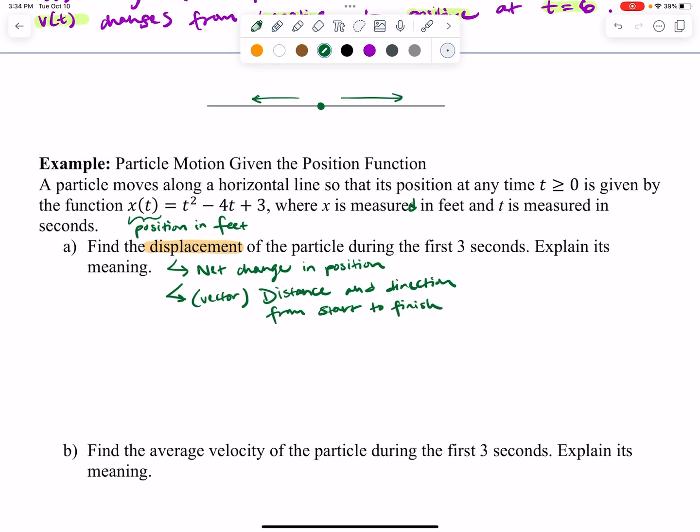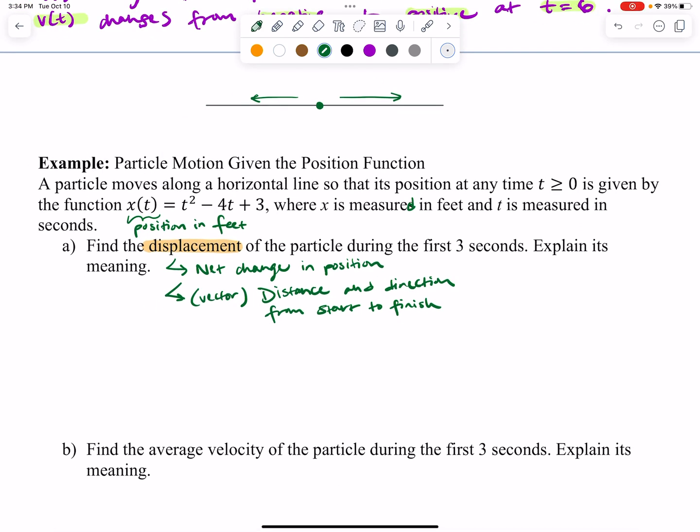To calculate the displacement, the first 3 seconds would be the interval from 0 to 3. So we look at x of 3 minus x of 0. X of 3 would be 3 squared, which is 9, minus 12, plus 3, which is 0. And then minus x of 0, which is 3. So we end up with displacement being negative 3 feet.